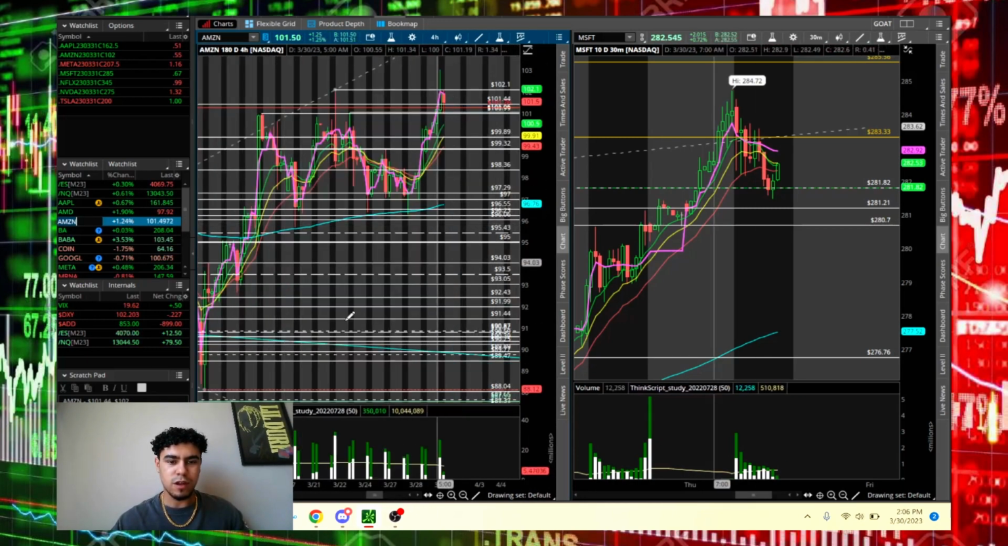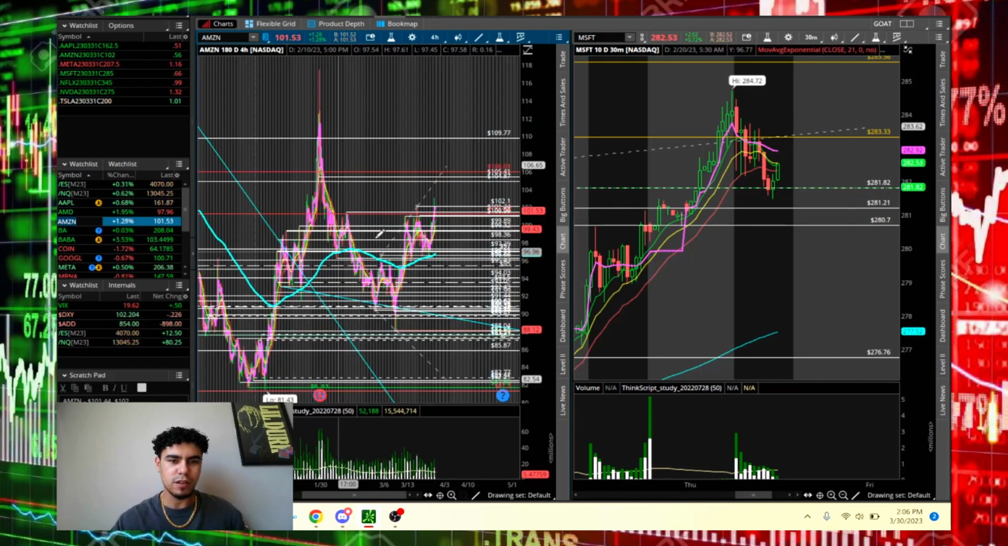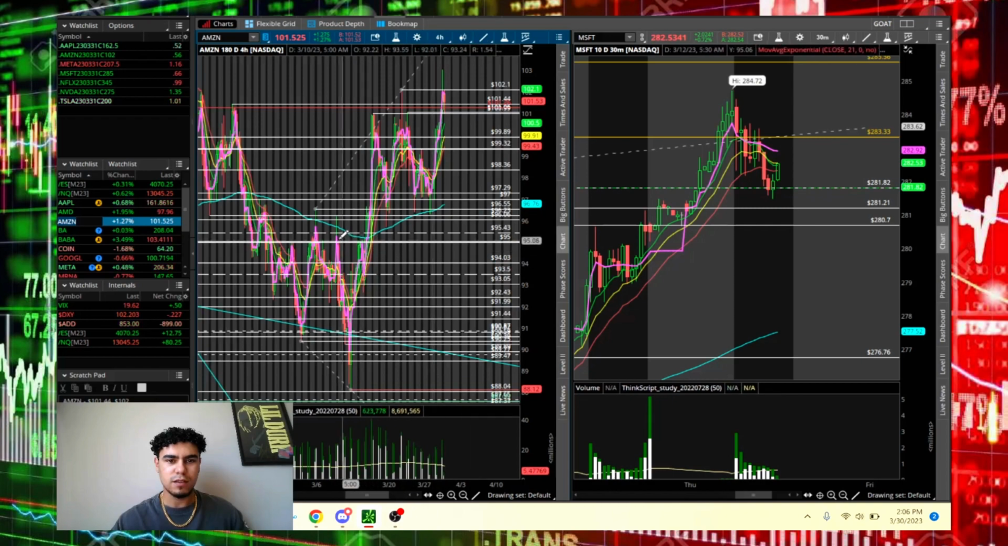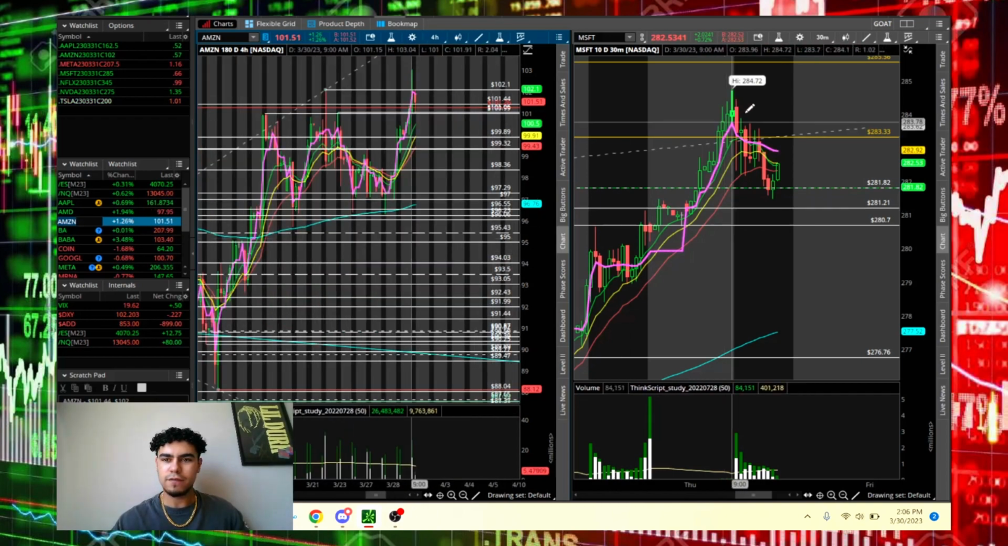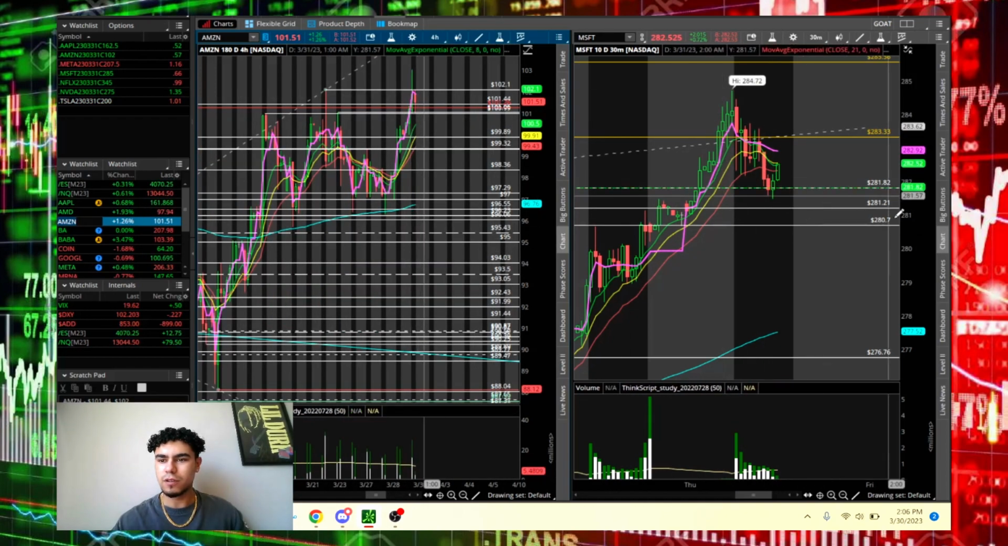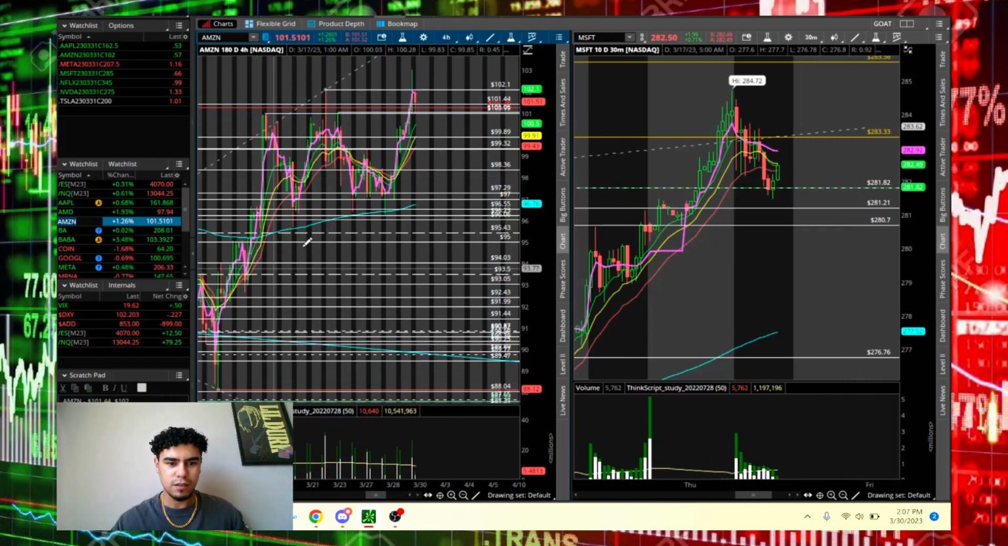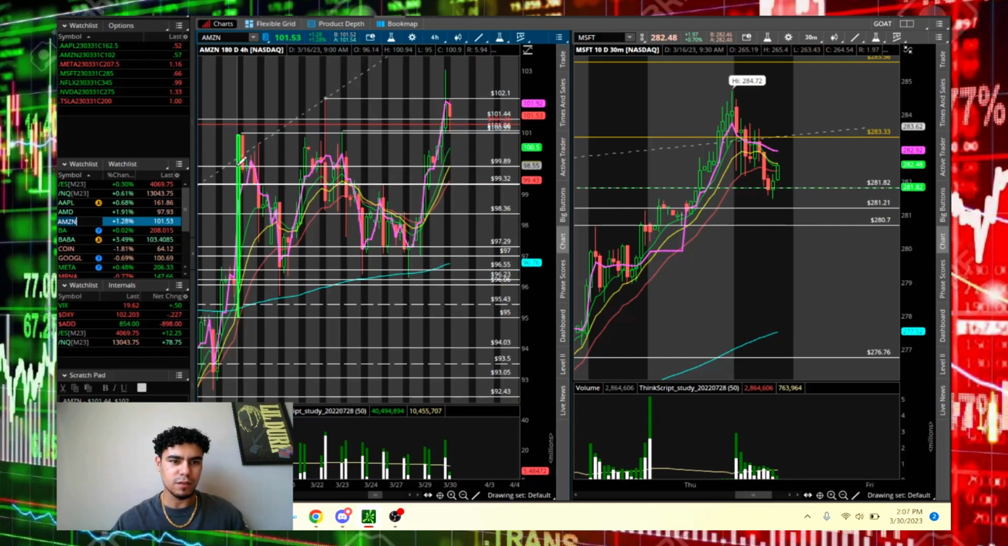Amazon. So I have hella lines here. This is something I personally need to clean up because you can't read any of this. So it's good to have some amount of lines that what these levels represent, but if it's way too much, cleaning it is going to be good on your brain.